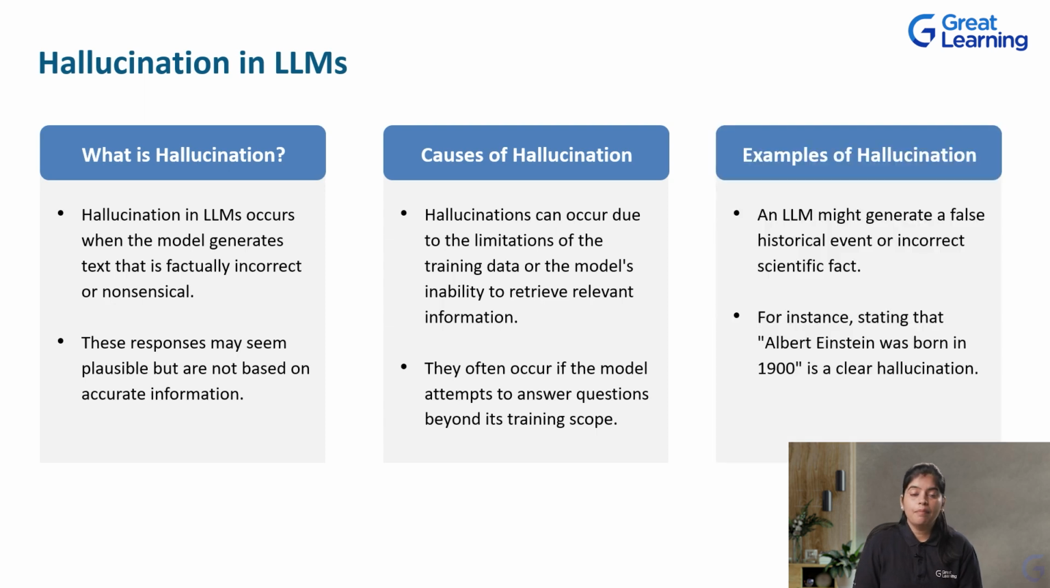After this, an example of hallucination. An LLM might generate a false historical event or incorrect scientific fact. For instance, stating that Albert Einstein was born in 1900 is a clear hallucination. The LLM very confidently provides you the information, but it might be wrong or incorrect. So, this causes the hallucination.